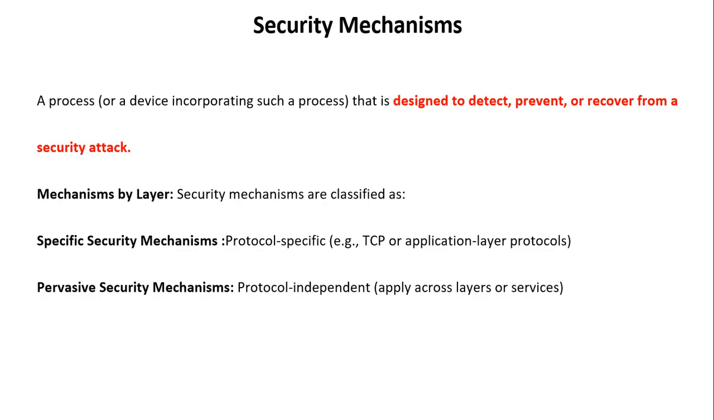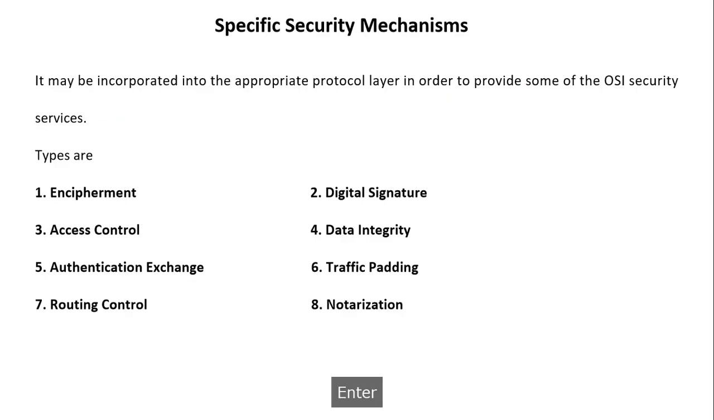Security mechanisms: a process that is designed to detect, prevent or recover from a security attack. Here mechanisms may be layer-specific or layer-independent. Specific security mechanisms are protocol specific, for example TCP or application layer protocol mechanisms. Pervasive security mechanisms are protocol independent, that is, they can be applied across layers or services.